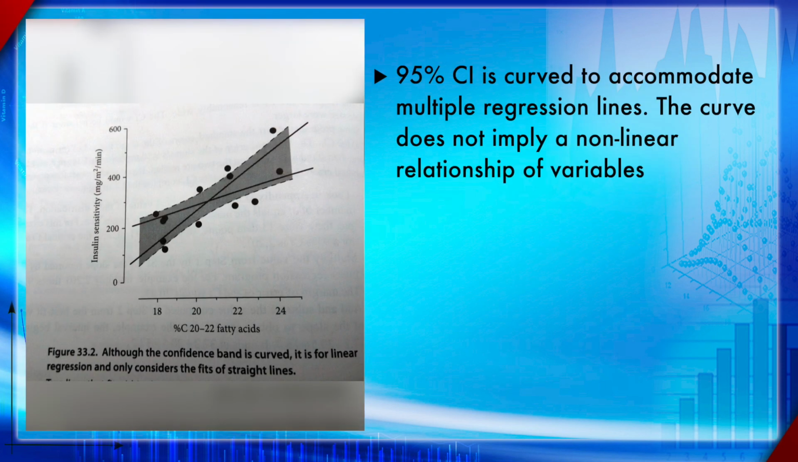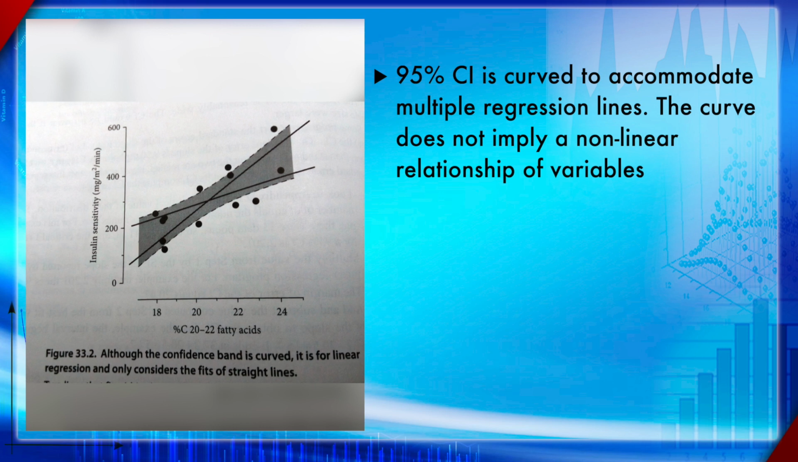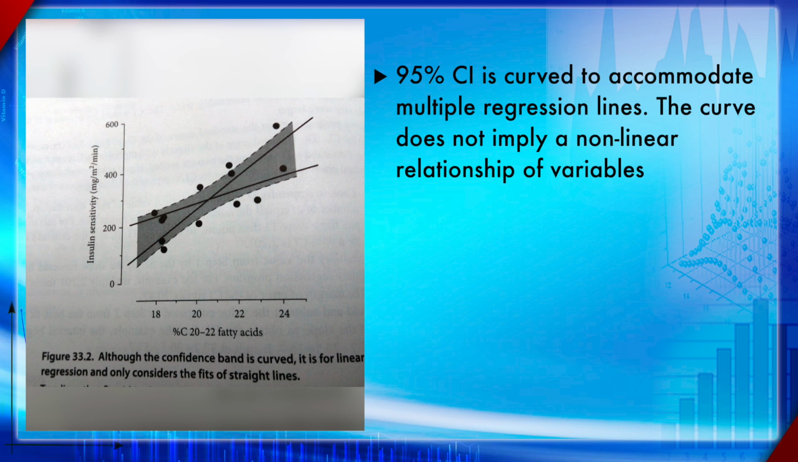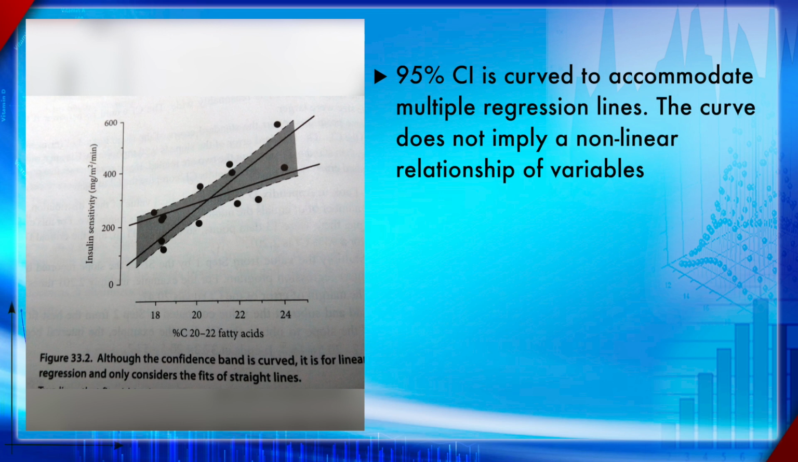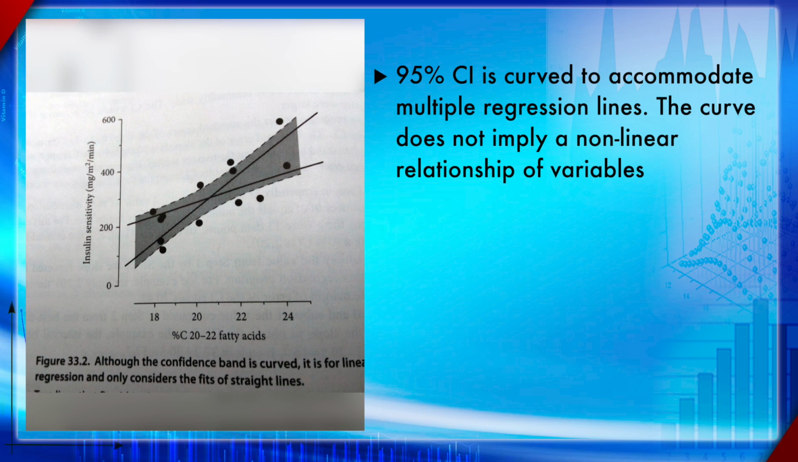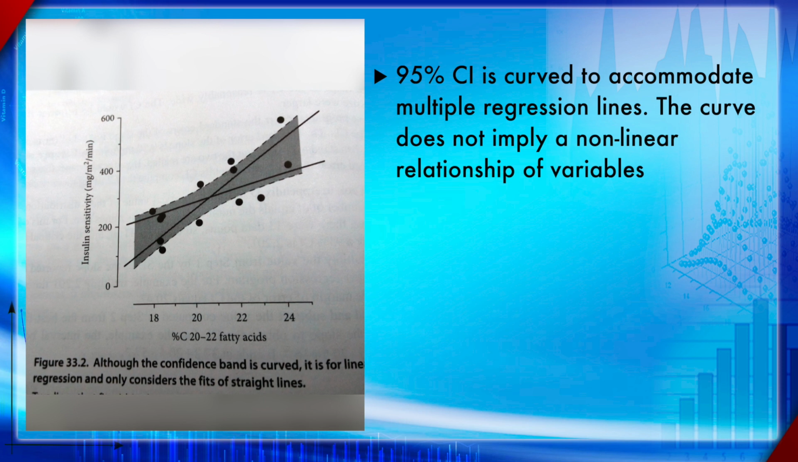The 95% CI of any kind of regression line is always curved because it has to accommodate multiple regression lines. 95% of the time, the real population regression line fits inside this 95% area. That is why it is curved. It doesn't mean that the relationship is non-linear. No, the 95% CI is always curved because it needs to accommodate multiple regression lines.